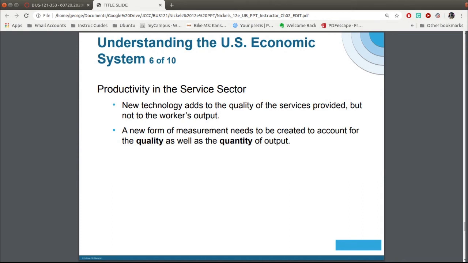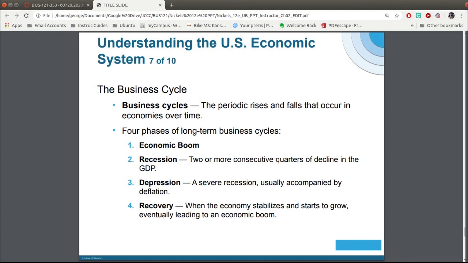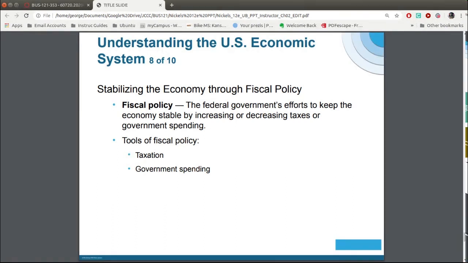In the service sector, particularly the nonprofit sector, one of the things that they're looking at is quality and not necessarily quantity. In other words, you think about social services that you're providing. Are you providing good quality services? You also have the business cycle to think about, because every economy will go through a cycle of boom and bust. You have economic booms, you have recessions, where you have some declines in the GDP. A depression is a severe recession that might last for maybe several years. And then you have recovery. Our United States economy will always recover because of the profit motive.